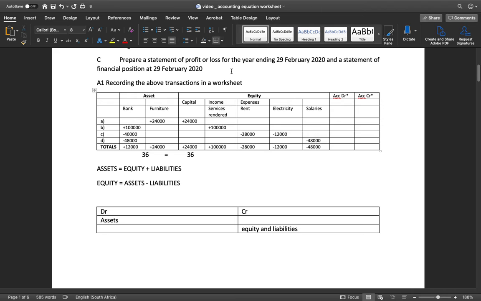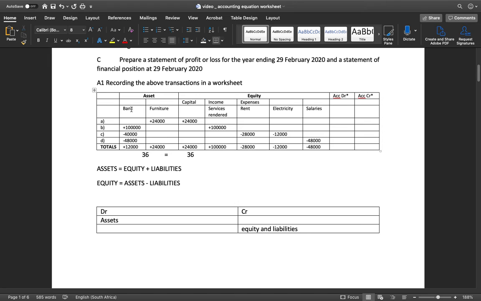Just looking at these rules for debits and credits and which account to debit and which account to credit. So the elements that we found in the financial information are assets, equity and liabilities. There are no liabilities in this example. So there are different types of assets. In our example, we've got furniture and bank.